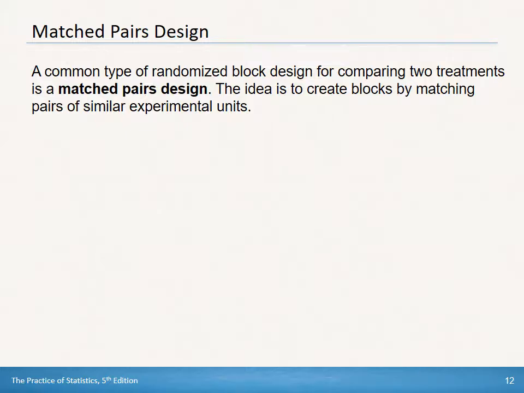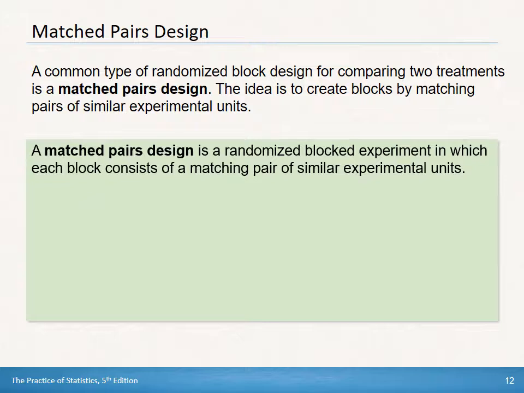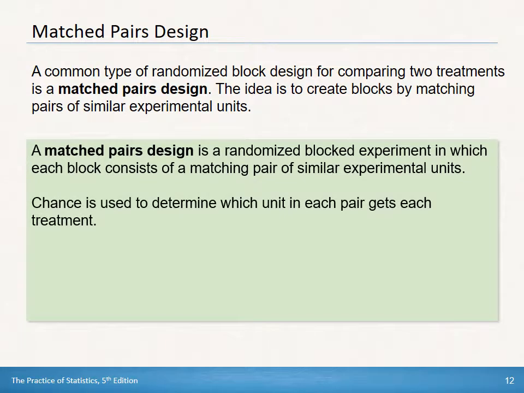So we looked at a basic blocked design, randomized block design in the last slide. Another common type of randomized block design for comparing two treatments is a matched pairs design. So the idea is to create blocks by matching pairs of similar experimental units. So a matched pairs design is a randomized block experiment in which each block consists of a matching pair of similar experimental units. Chance is then used to determine which unit in each pair gets the treatment.